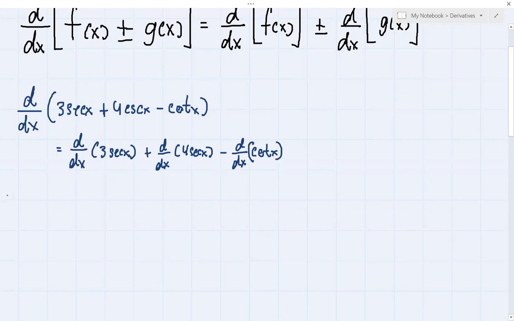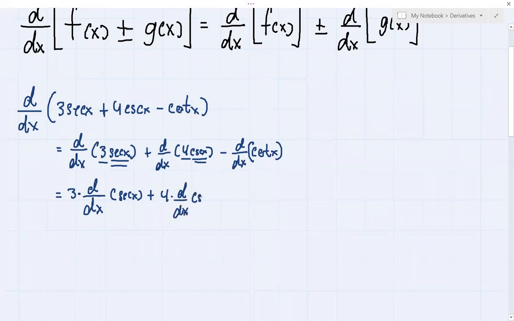Okay. So let's get the derivative ng 3 times secant x. So we have a constant and a trigonometric function. So we will have 3 times the derivative of secant x plus, ito ganun din. Meron tayong constant at saka trigonometric function. Cosecant x pala to, guys. Sorry. So we have a constant of 4 and a trigonometric function of cosecant x. So we will have 4 times the derivative of cosecant x.